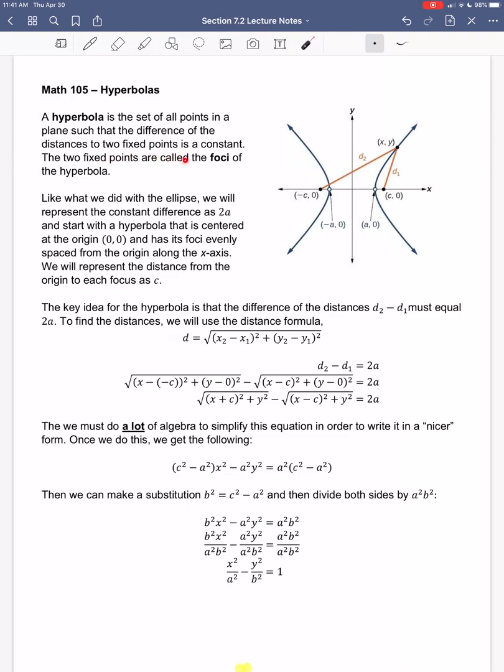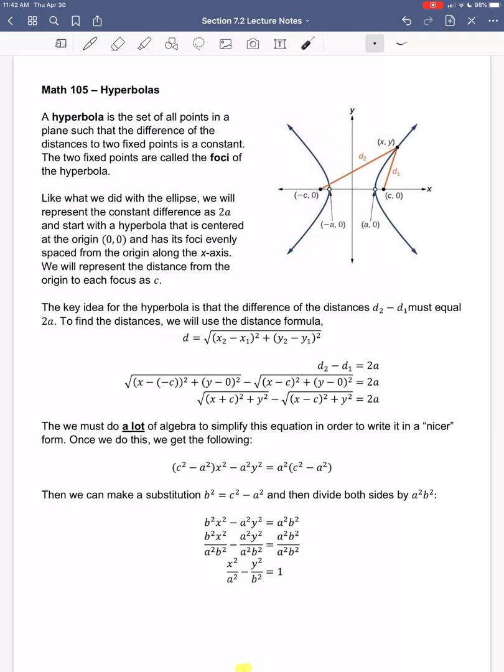The two fixed points are called the foci of the hyperbola, just like the foci of an ellipse. And just like we did with an ellipse, where we represented the constant sum as 2a, here we're going to represent the constant difference as 2a. We're going to start with a hyperbola that's centered at the origin. It has its foci evenly spaced from the origin along the x-axis, and we're going to represent the distance from the origin to each focus as c. If we do that, we're going to end up getting a shape that looks like this.